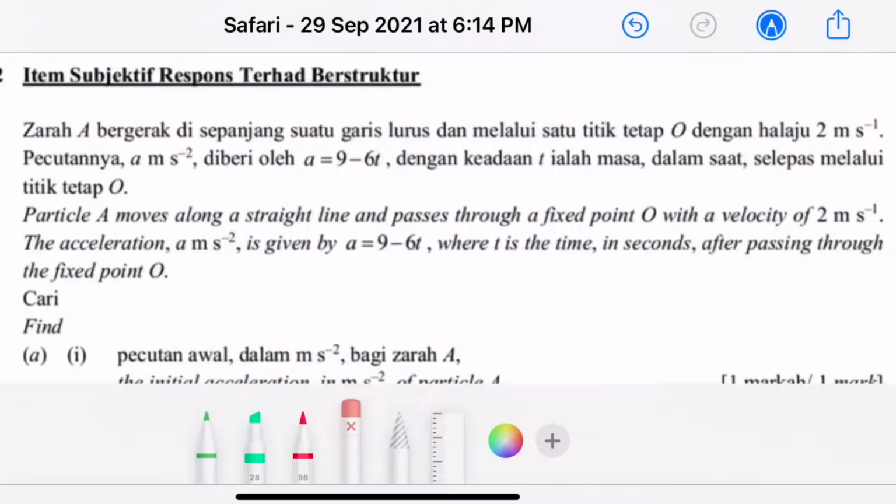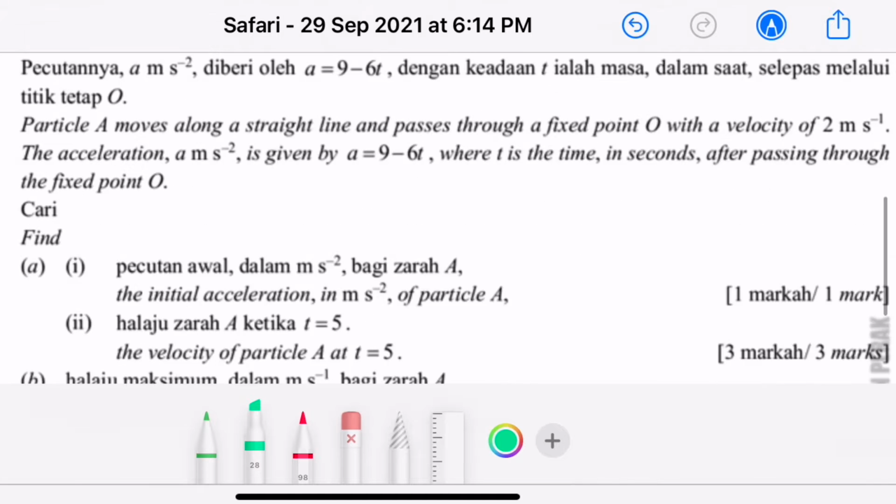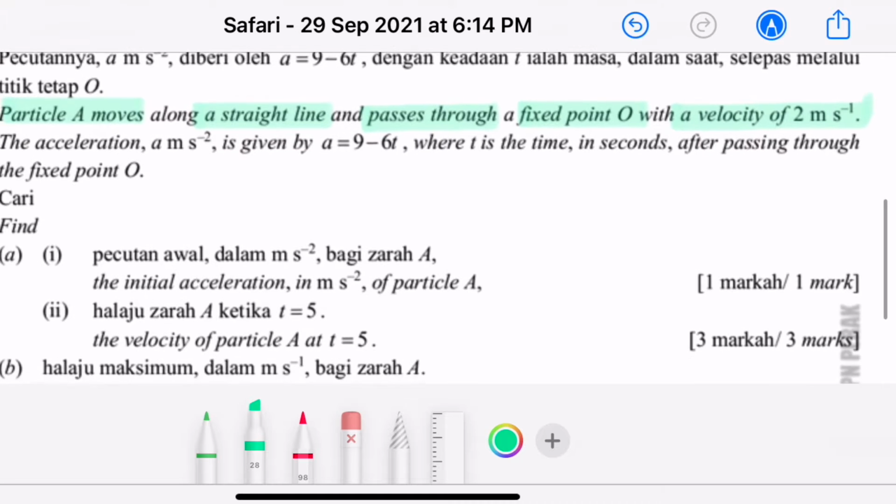Question number 12. Particle A moves along a straight line and passes through a fixed point O with a velocity of 2 meters per second. Velocity is a keyword. The acceleration, a meters per second squared, is given by a = 9 - 6t, where t is the time in seconds after passing through fixed point O.